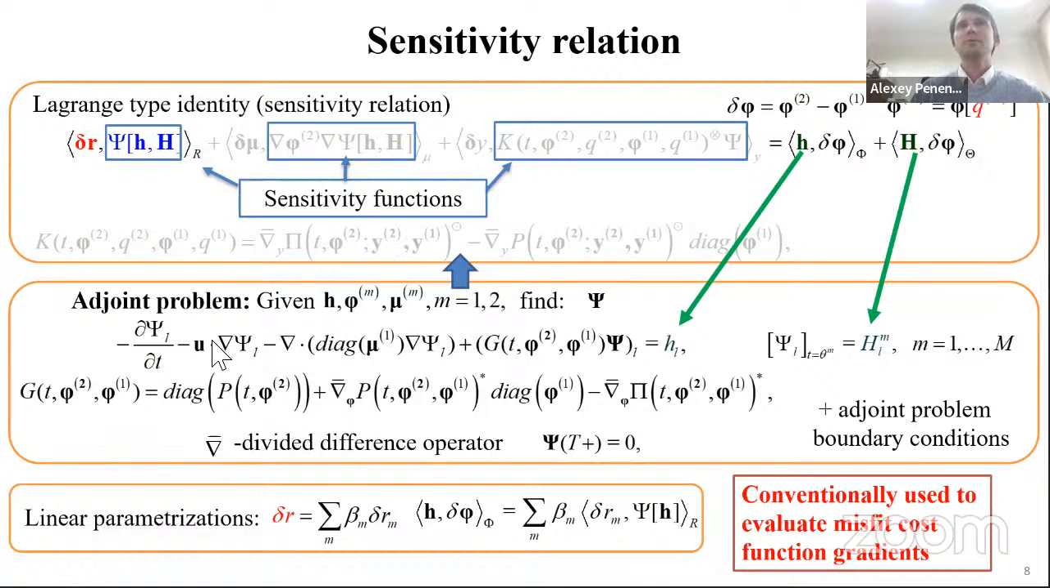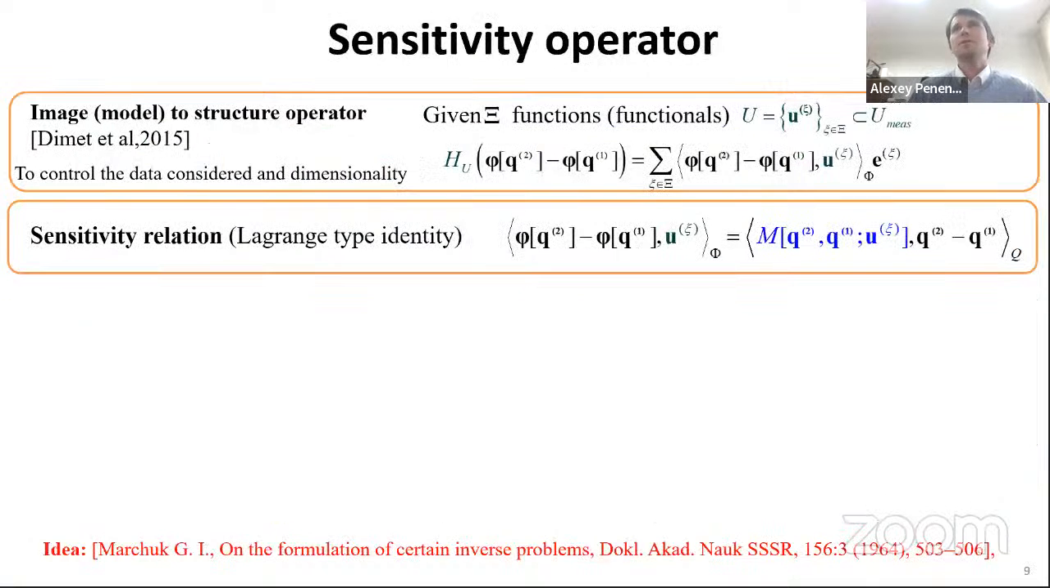And the solution of the adjoint problem is used to obtain the sensitivity function, which weights the variation in the uncertainty. And conventionally, it is used to evaluate misfit cost function gradients. So here we use a slightly different idea proposed by academician Barchuk. He proposed, for any element of measurement data, to consider its sensitivity relation and collect the sensitivity relations into a single relationship. But what if we deal with images of high dimensionality?